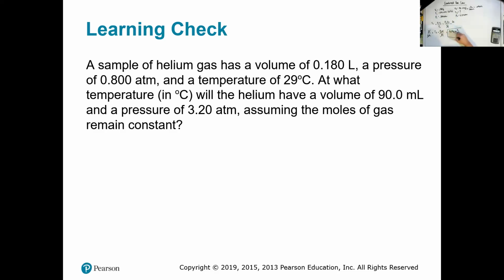Okay, and once we combine all of this into one term that looks a lot less messy, what we're left with is T2 equals P2 times V2 times T1 divided by P1 times V1. Okay, and now that we have this set up, we can go back into our variables that we've written down and plug everything in.